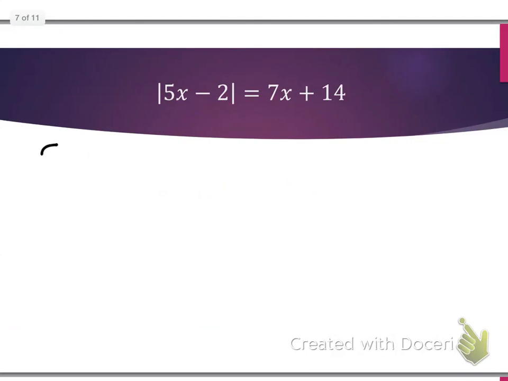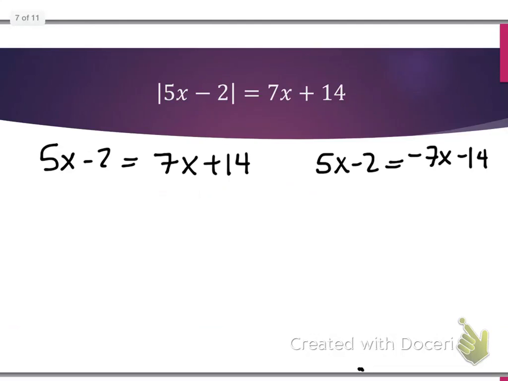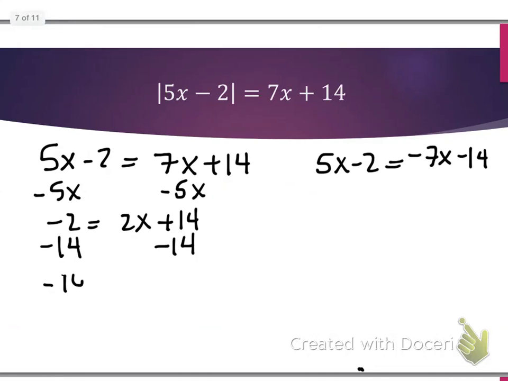So if I rewrite this one, I'm going to have my positive side and I'm also going to have my negative side. So let's go ahead and solve. We're going to subtract 5x, subtract 14, divide by 2. So I got x is equal to negative 8.